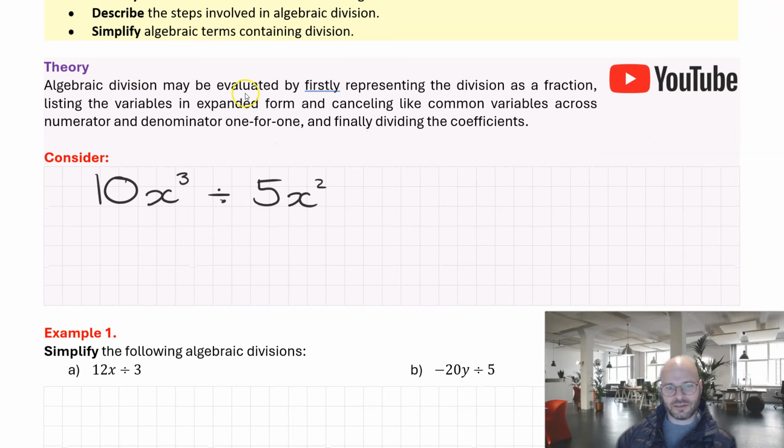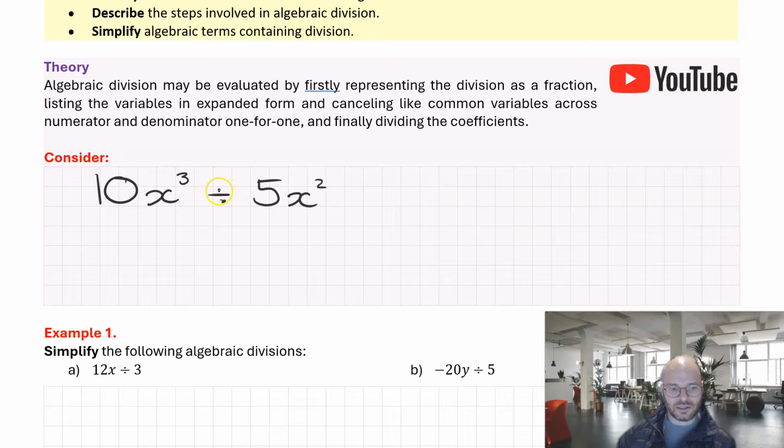Algebraic division may be evaluated by firstly representing the division as a fraction, listing the variables in expanded form and cancelling like common variables across numerator and denominator one for one, and finally dividing the coefficients. Consider we have 10x cubed divided by 5x squared. We know this is a division because we see the division symbol.